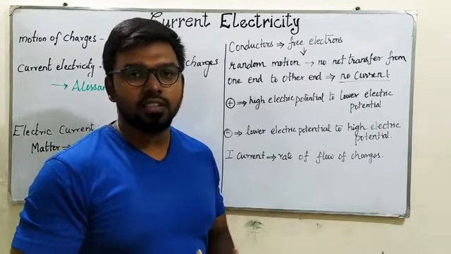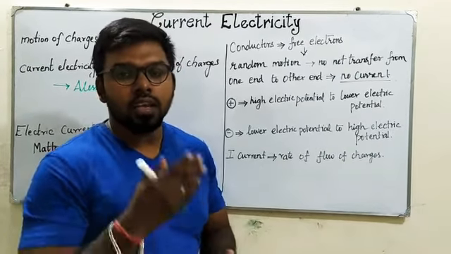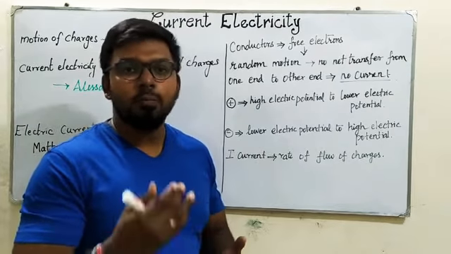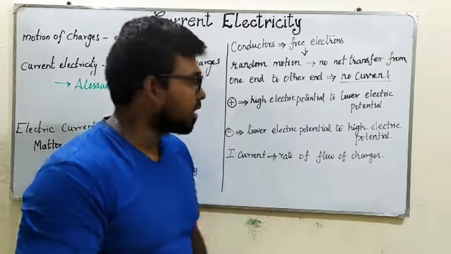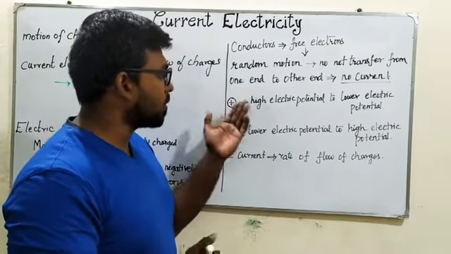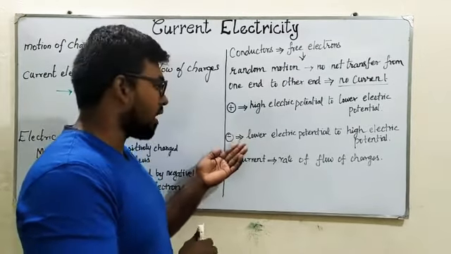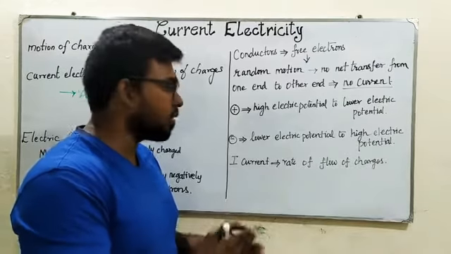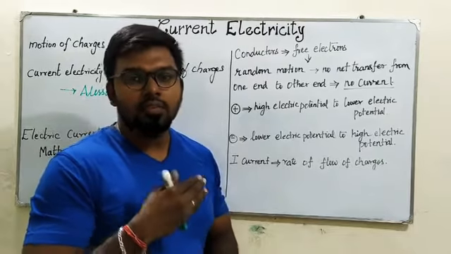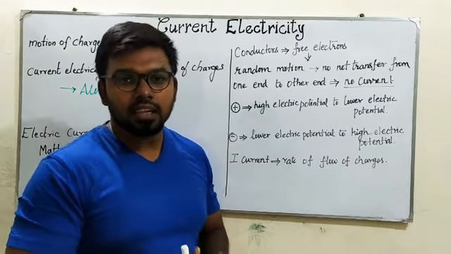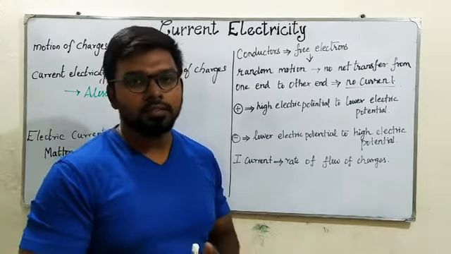When a potential difference is applied by a battery across the conductor, the free electrons get drifted towards the positive terminal of the battery, inducing a net electric current. The positive charge will be moving from higher electric potential to lower electric potential. The electrons, or negative charge, will be moving from lower electric potential to higher electric potential. Thus, we can define electric current as the rate of flow of charges in a given cross-sectional area.